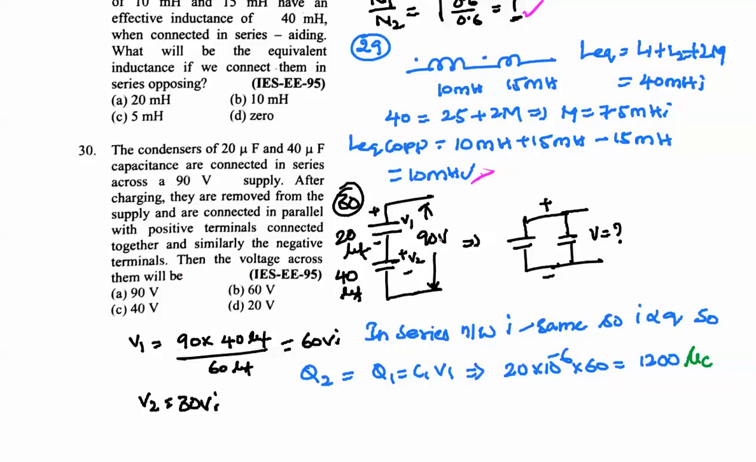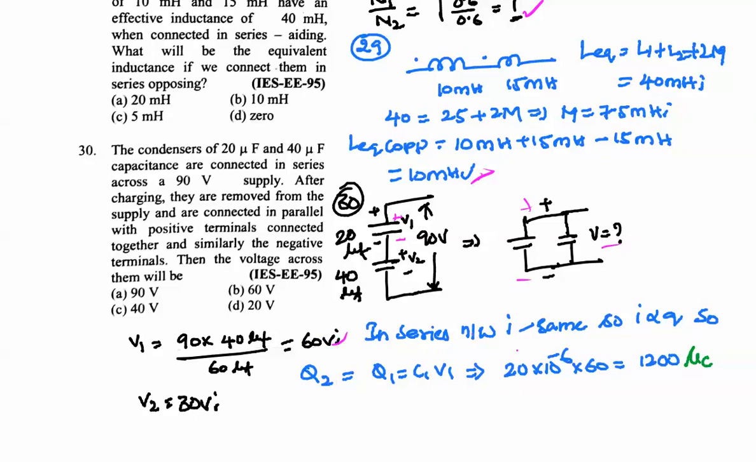So first case is we have two capacitors or condensers which are connected in series and the voltage is going to be 90 volts here. And next case is when they are removed and connected in parallel with the positive signs upper and negative signs lower, then what will be the voltage here? So from the voltage division rule of capacitances, we can calculate V1 is equal to 90 into opposite capacitance, that is 40, divided by 60, is equal to 60 volts here.